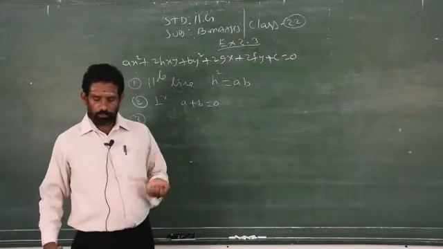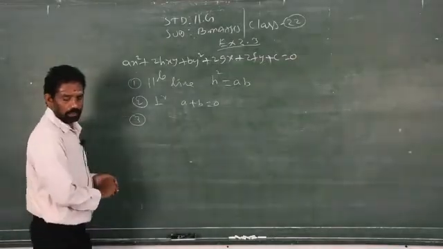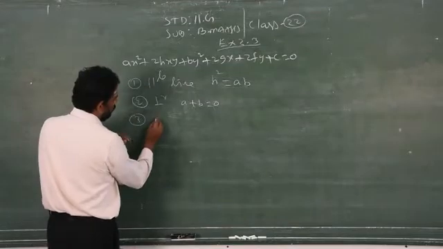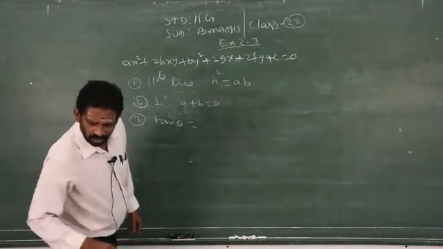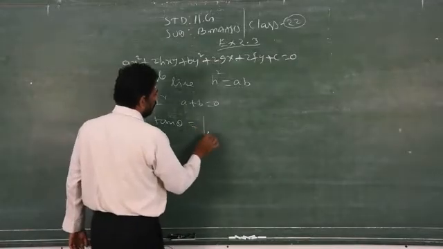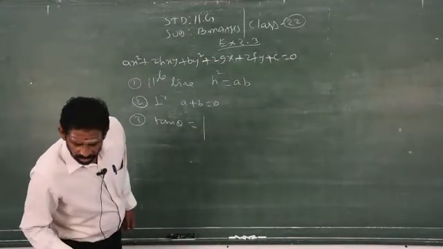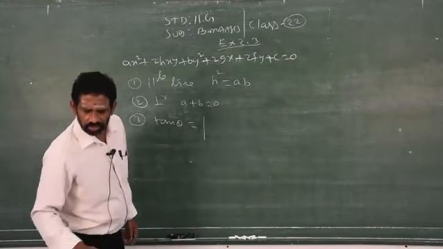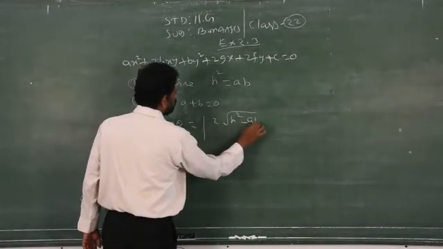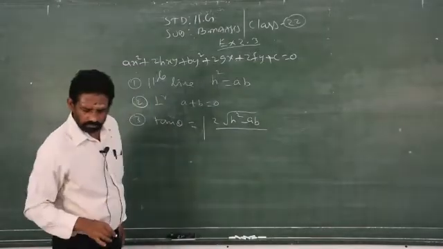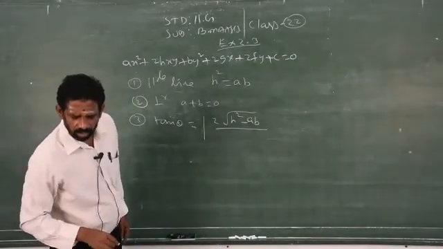Clear? So now you have to find the angle between that pair of straight lines, that is tan theta is equal to modulus of 2 square root of h square minus ab by a plus b.